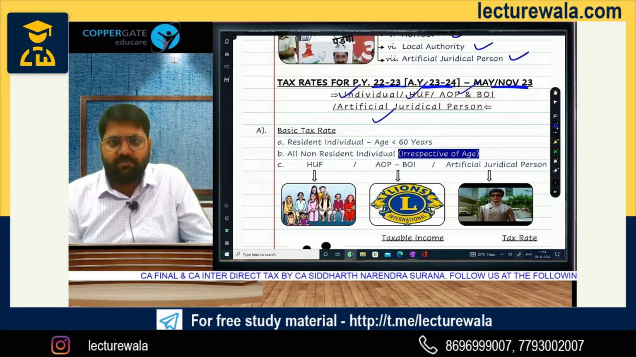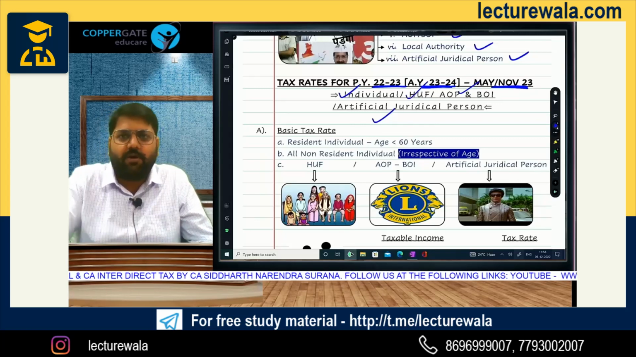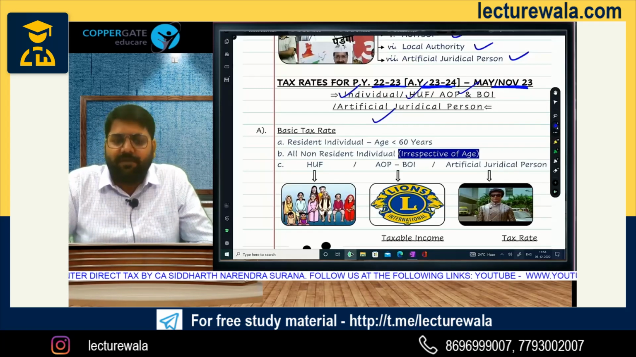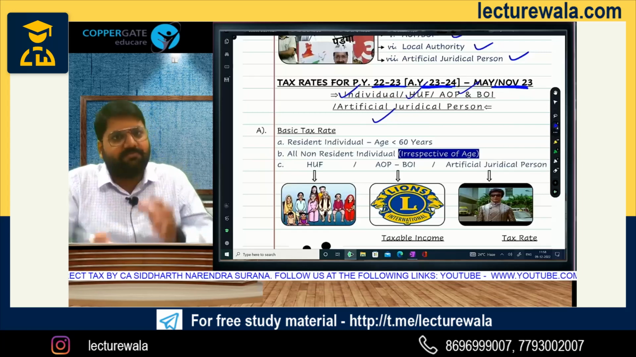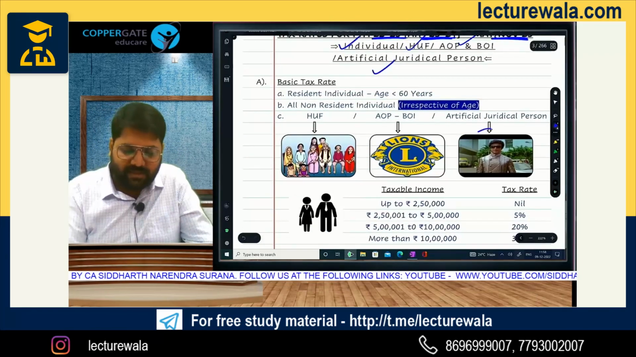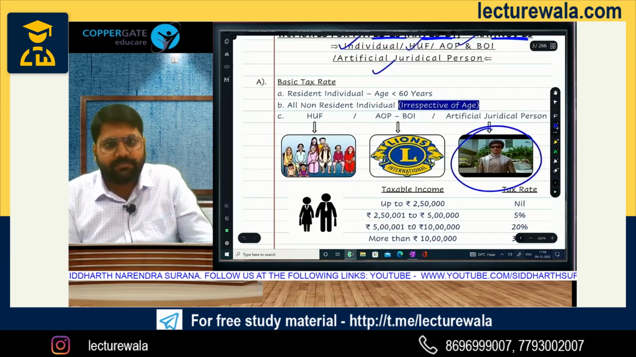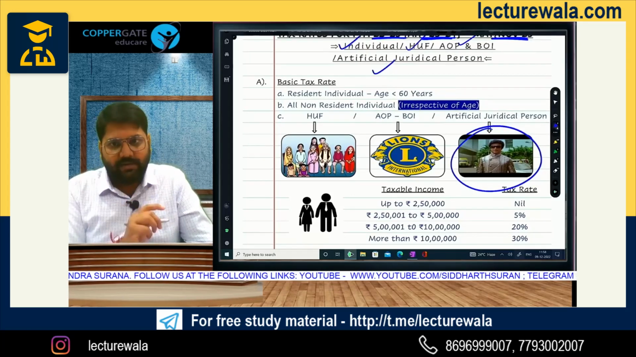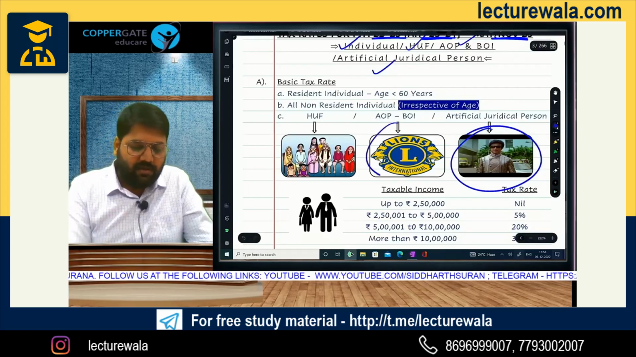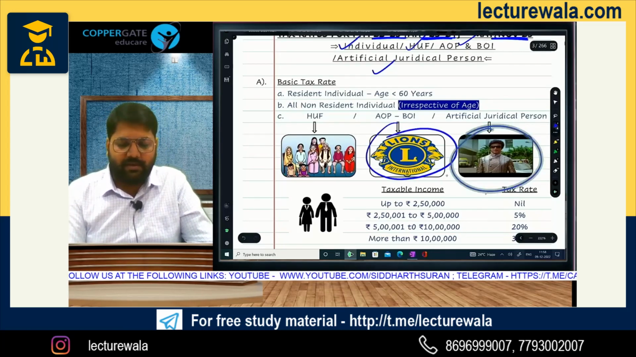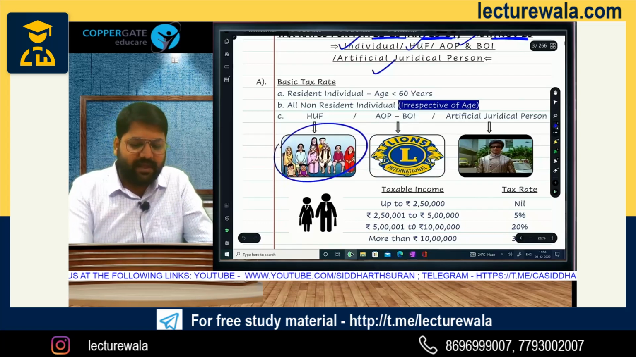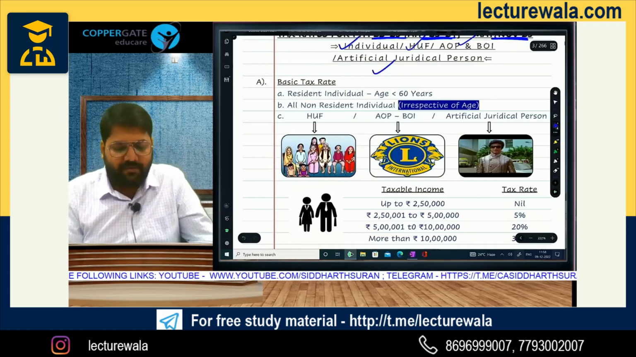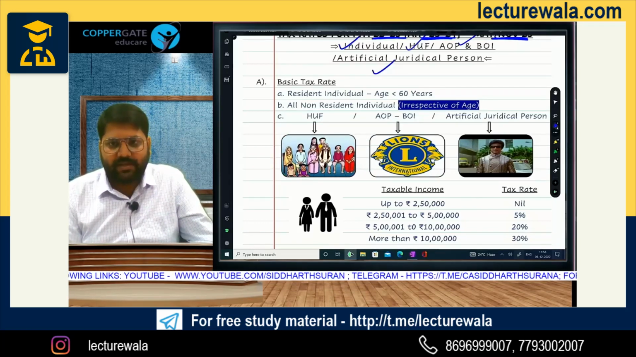Individual is a natural person, a human being. HUF is Hindu undivided family, 4 generations, Mitakshara law. AOP is a group of people who have come together for a common purpose or goal. Artificial juridical person is a category for when you have earned income but don't fall in any other category. For example, this guy. It's a robot. It's not a human being, and because it's a robot, it will fall in artificial juridical person. I also have a photo of AOP, BOI. You can take Lions Club, etc. And this is like a Hindu undivided family that we have put out here, if you understand what is happening.